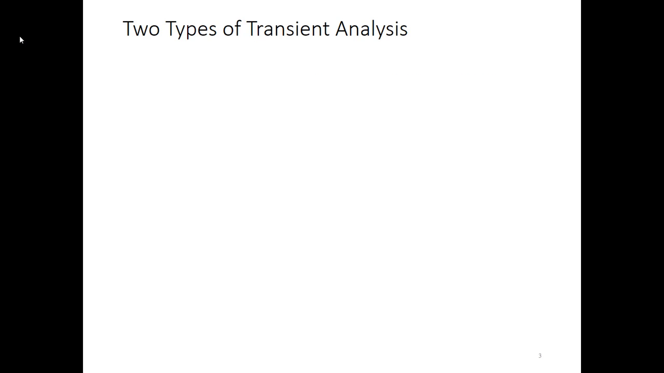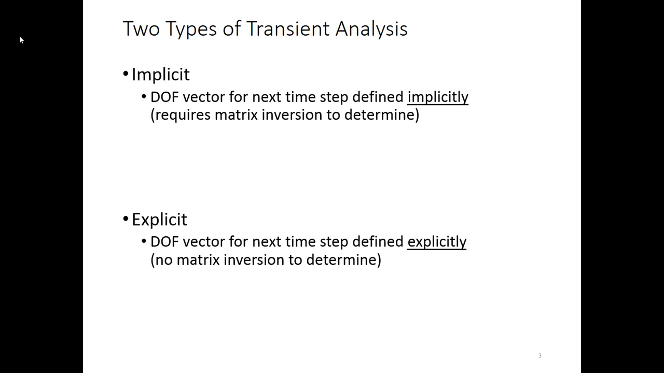There are basically two ways to perform transient or time-dependent analysis in FEA: implicit versus explicit. In implicit, the degree of freedom vector is multiplied by a stiffness matrix, and then it's equal to something like a forcing function on the other side. That means in order to solve for degrees of freedom, we still need to do something like a matrix inversion, similar to what we do for static analysis.